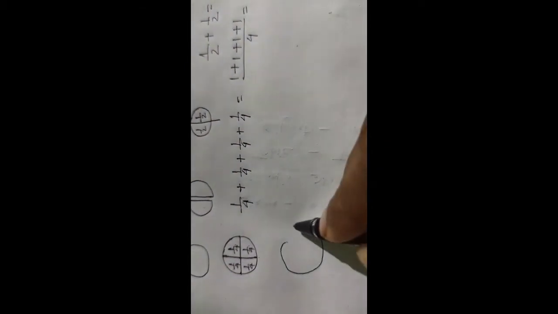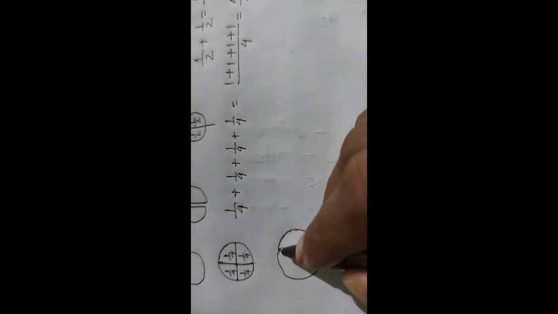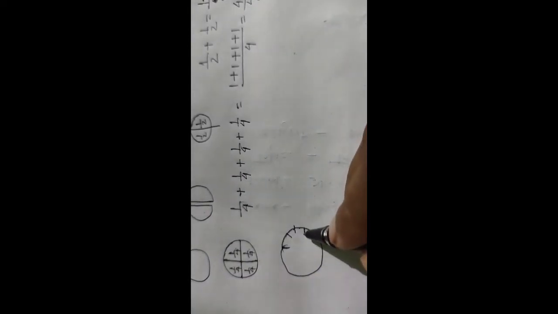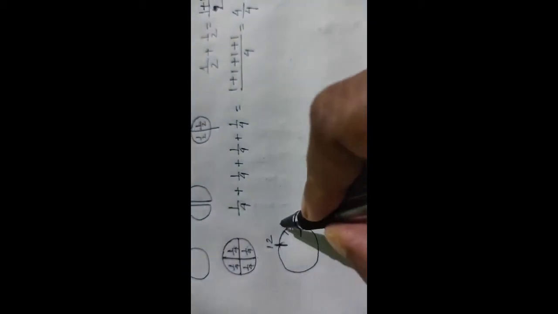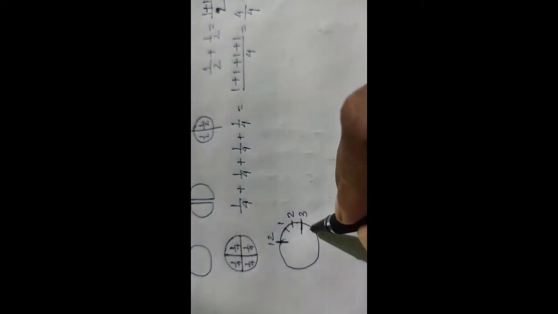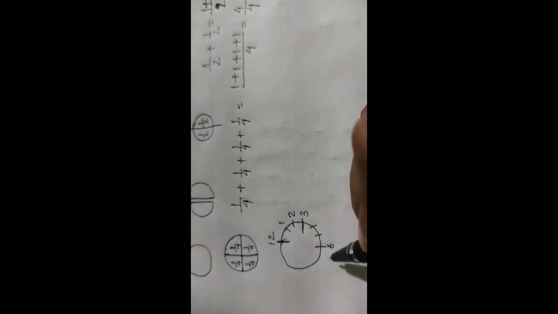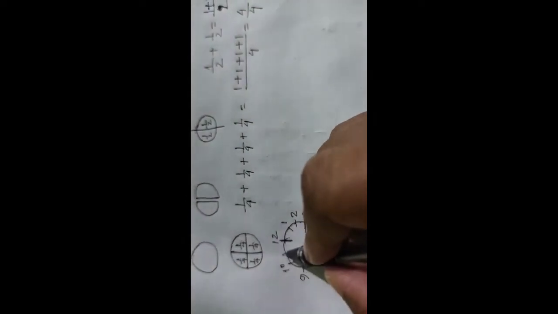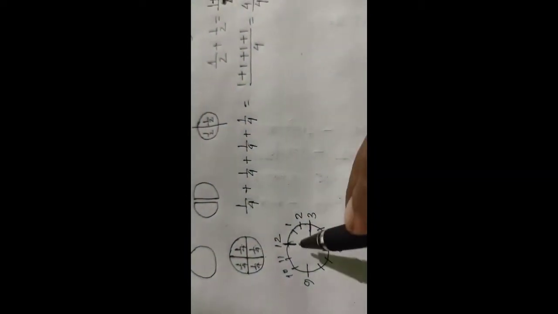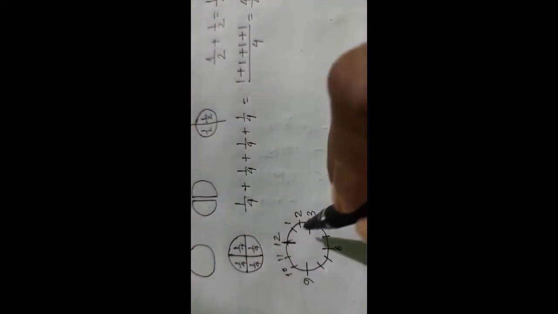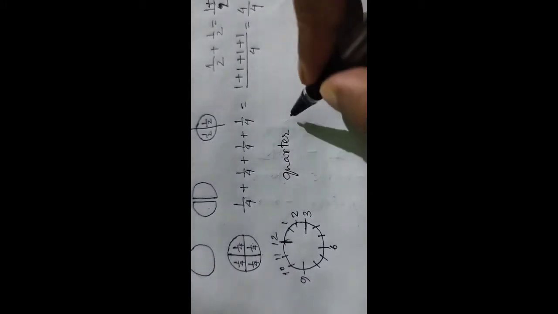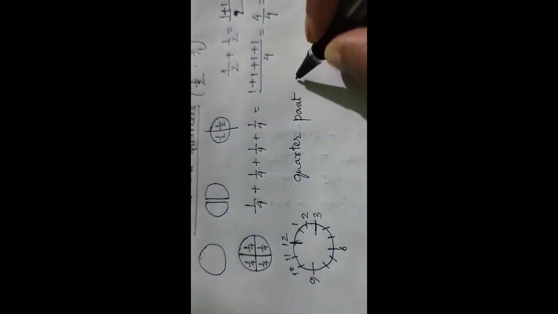See the watch. 1, 2, 3. This is 12. Here 12. 1, 2, 3, 4, 5, 6, 7, 8, 9, 10, 11. Now quarter. Quarter past.